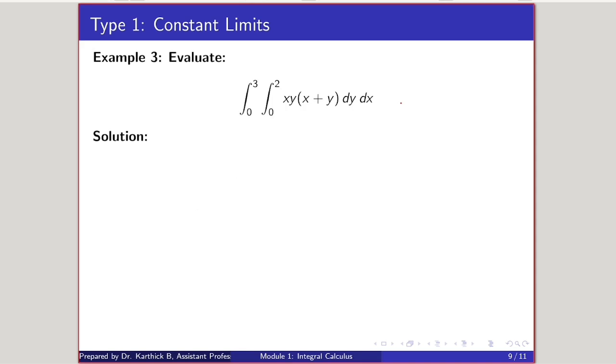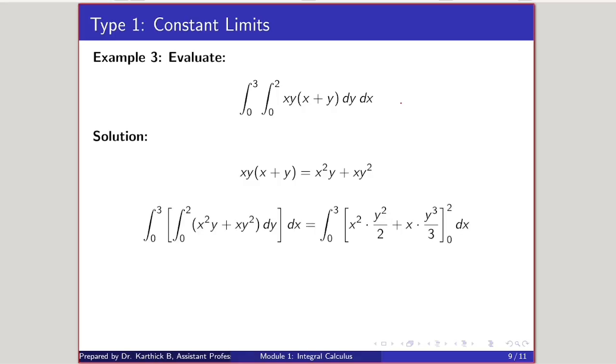This is the problem. Here some other function, x y times x plus y. First, I simplify the given function x y times x plus y, multiplying x y into the terms, and the remaining are the same. What I will do first, I will take the inner integral. So I will integrate this function with respect to y. Here, with respect to y, x square remains constant, so x square is there. If I integrate y, I will get y square by 2. Here, x will be a constant, y square means y cube by 3. Then I substitute the limits 0 to 2.